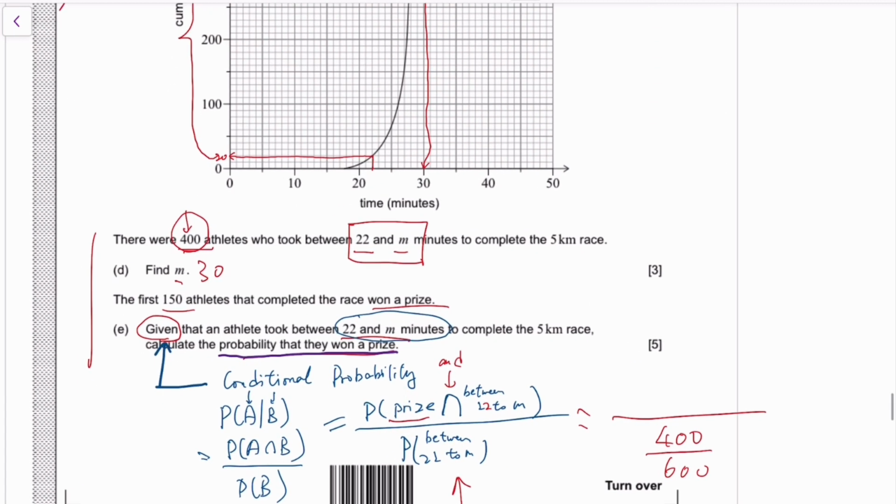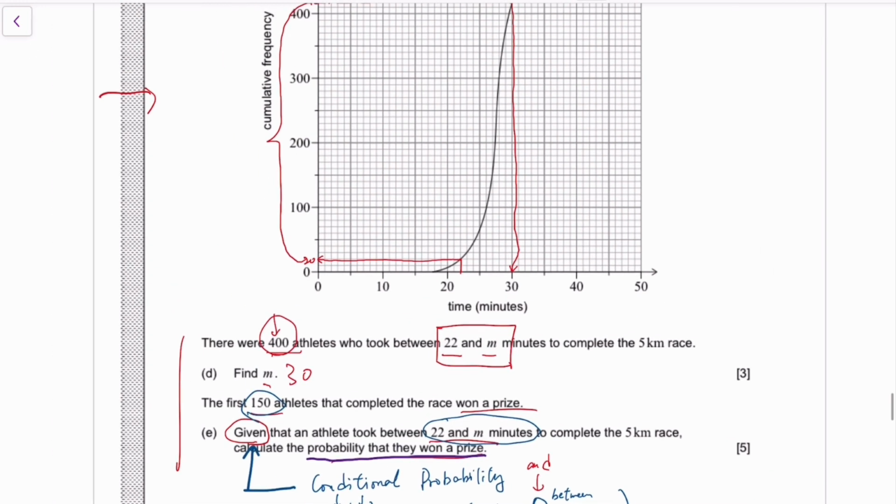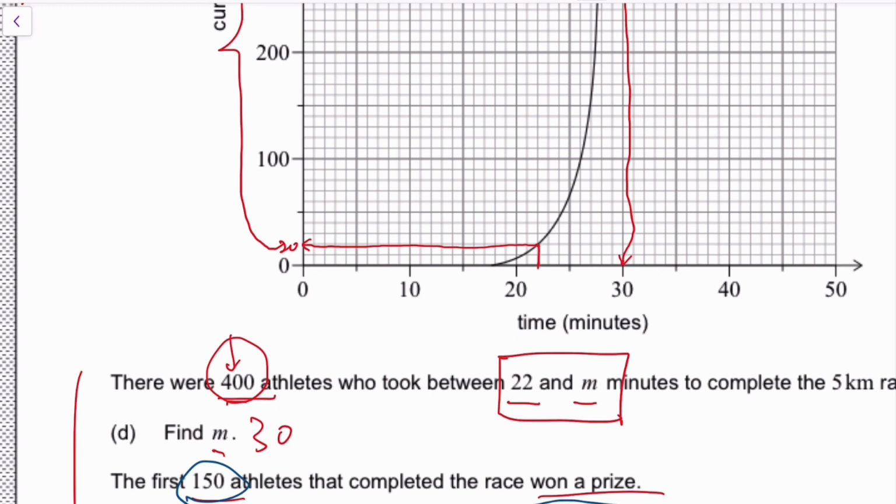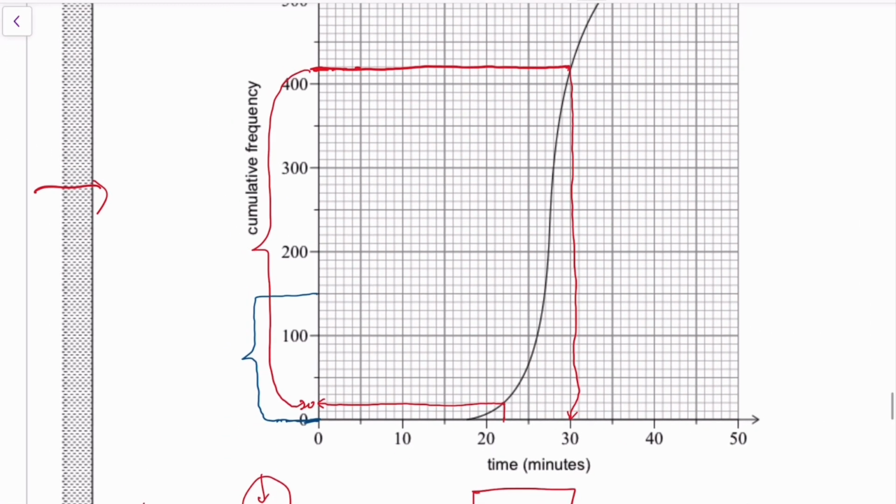Now you actually need to look for the number of people that both won the prize and took between 22 to n minutes. Okay? And the first 150 people won the prize. So what that means is the first 150 people, they won the prize. And if you remember, this red range, this 20 to 420 people are the people that took between 22 to n minutes.